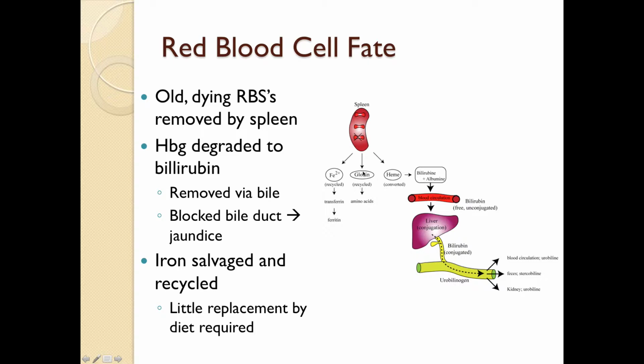The globular portion is going to be broken down into amino acids, and then the heme portion will be broken down into bilirubin, which you probably have heard of before. It's what makes your skin look yellow and causes a presentation referred to as jaundice. And in order for bilirubin to leave the body, the liver has to conjugate it, which means it has to add something to it to make it water soluble. So the liver has to be active to do the conjugation response.